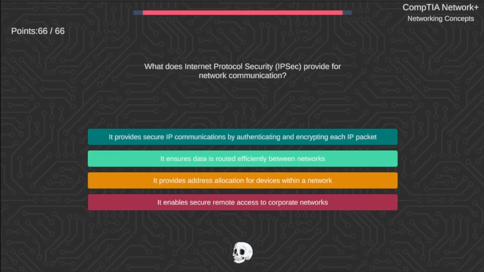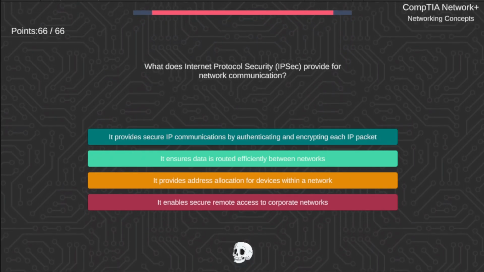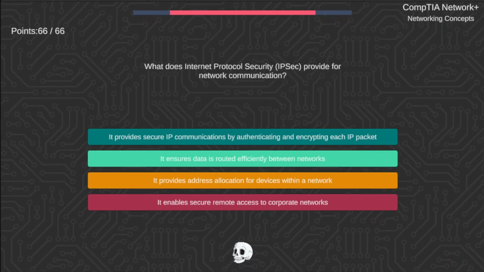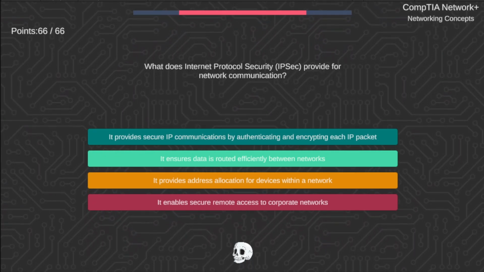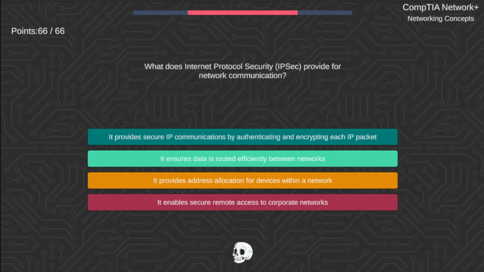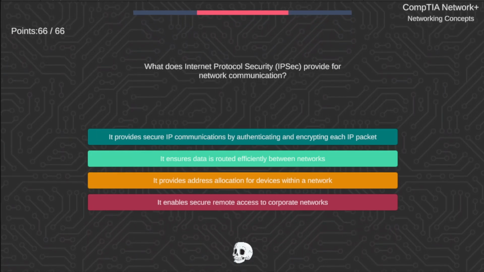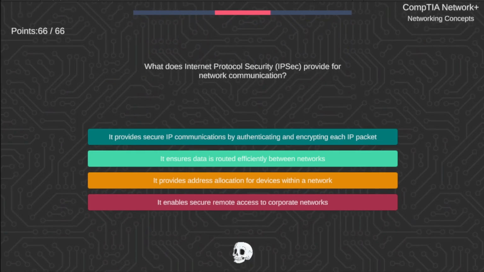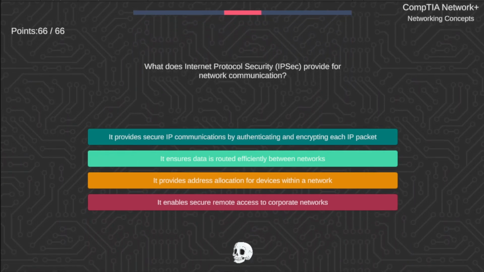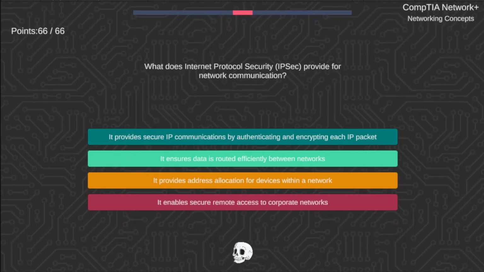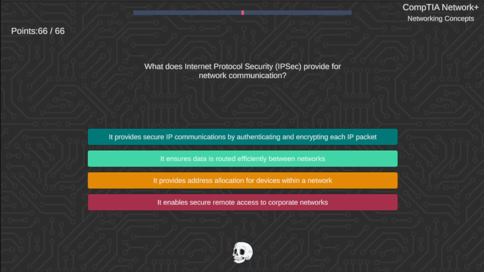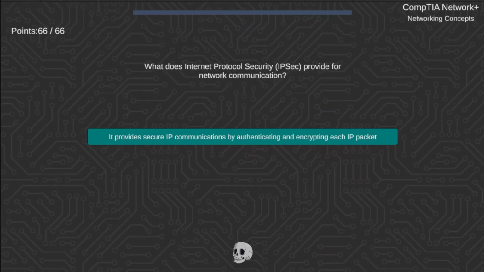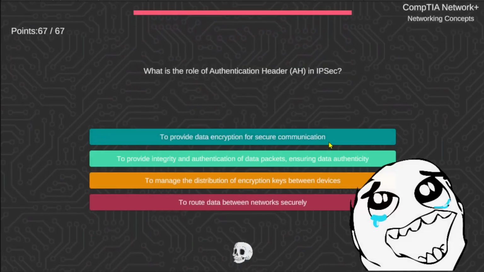What does Internet Protocol Security, IPsec, provide for network communication? It provides secure IP communications by authenticating and encrypting each IP packet. It ensures data is routed efficiently between networks. It provides address allocation for devices within a network, or it enables secure remote access to corporate networks. What does IPsec provide for network communication? Correct answer is it provides secure IP communications by authenticating and encrypting each IP packet.